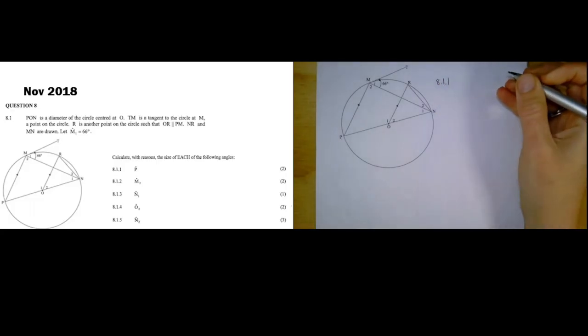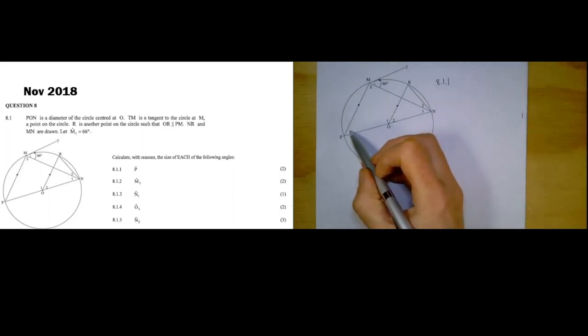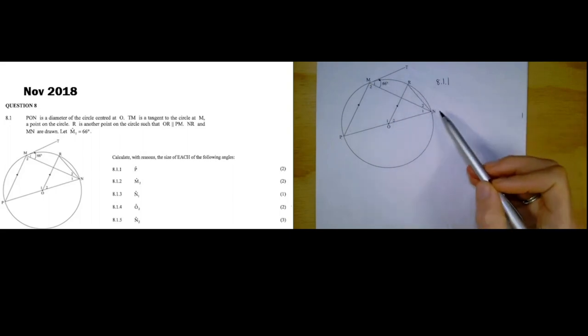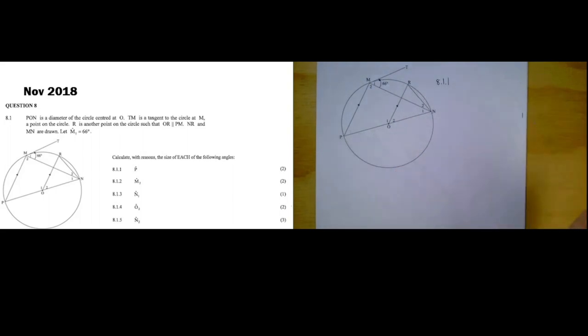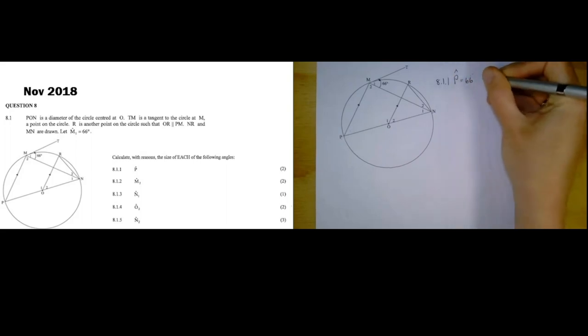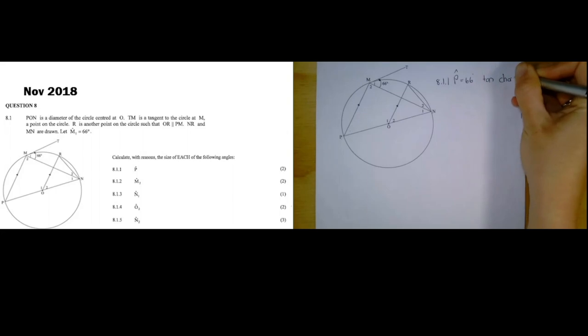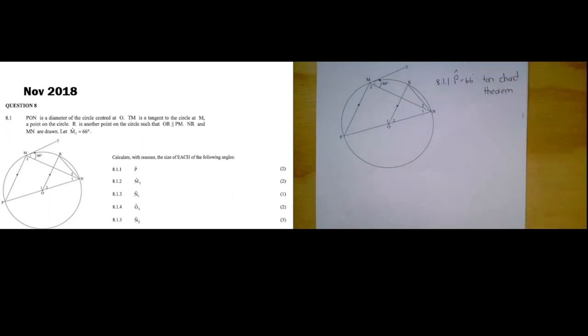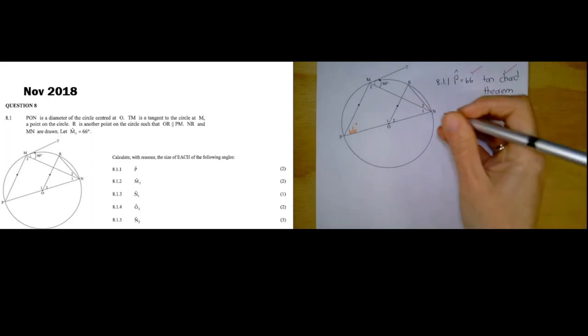They are looking for the size of angle P. How can I get angle P now? Remember angle P sitting over here? They gave me a tangent. There's my chord, so this is the angle on the circumference. So angle P will be 66 degrees. It's the tan chord theorem. And let's go fill in that 66 for us. Two marks, a mark for the 66 and a mark for the reason.